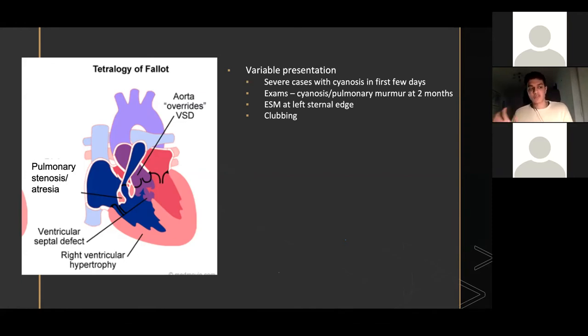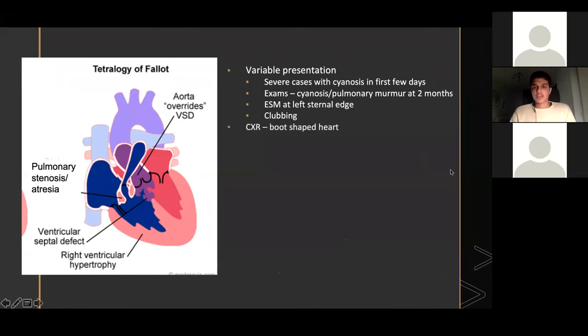But in real life, as a GP or an A&E doc, I want you to bear this in mind. If you see any kid who looks even slightly blue, all right? It can present a lot later in life. You've got this ejection systolic murmur at the left sternal edge, clubbing, traditionally clubbing with tetralogy is quite a popular finding. I don't know how common that is in the neonatal phase, but I've just put it there so that you know.